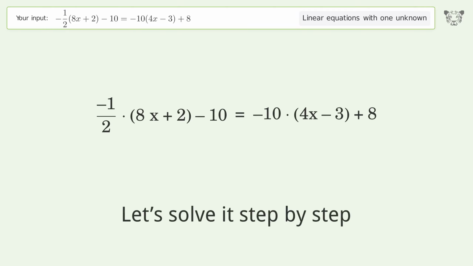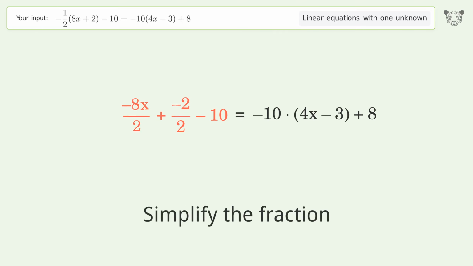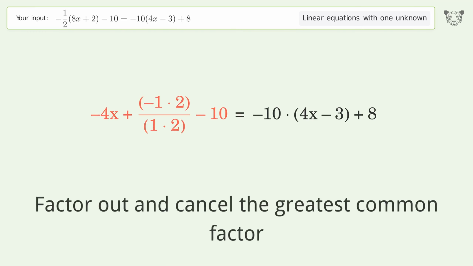Simplify the expression. Multiply the fractions. Expand the parentheses. Break up the fraction. Simplify the fraction. Find the greatest common factor of the numerator and denominator. Factor out and cancel the greatest common factor. Simplify the arithmetic.